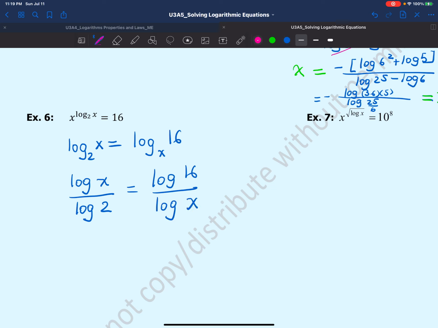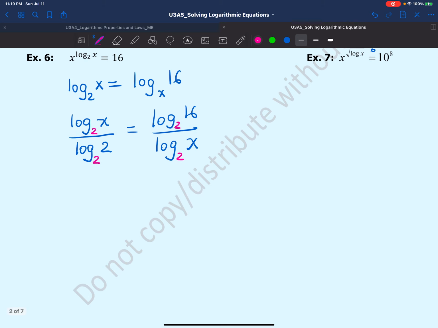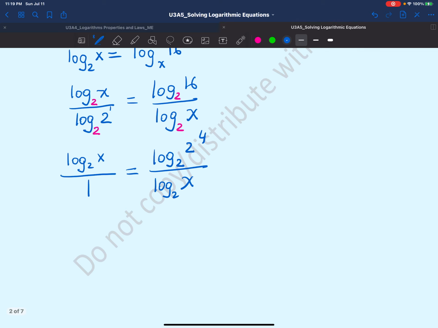So a good base to use in this case will be a base of 2. That's because 16 and 2 can be written as exponentials with base 2. So now we have log with base 2 of x over log with base 2 of 2 is 1. That's the logarithmic properties, equals log with base 2 of 16 is 2 to the power 4 over log with base 2 of x. So log with base 2 of x equals, the numerator is 4 because of log properties.